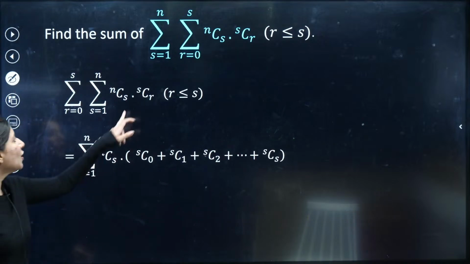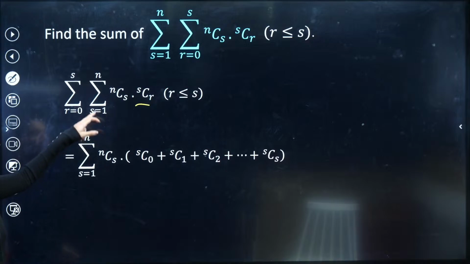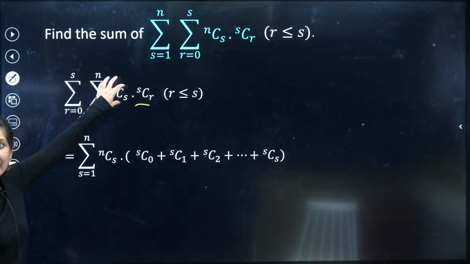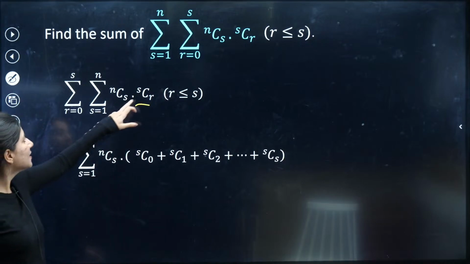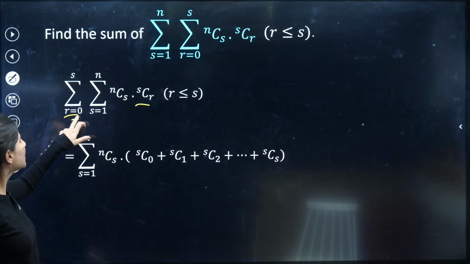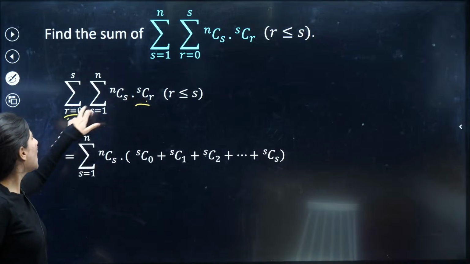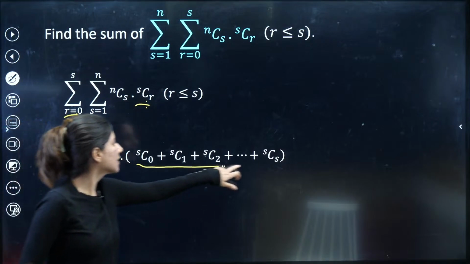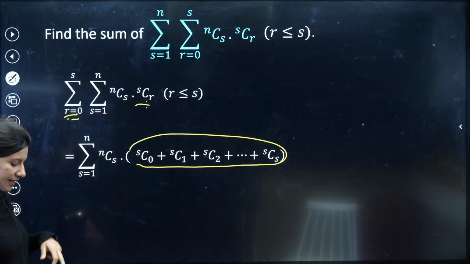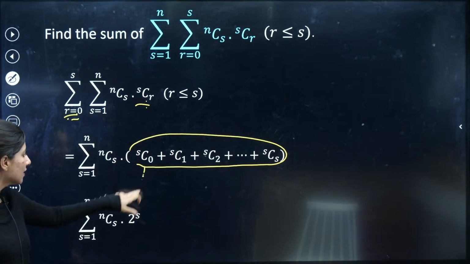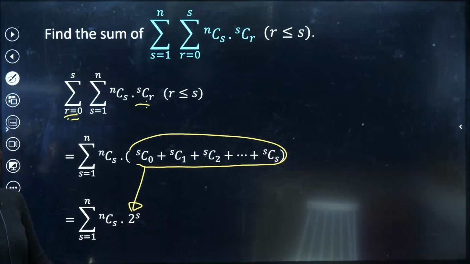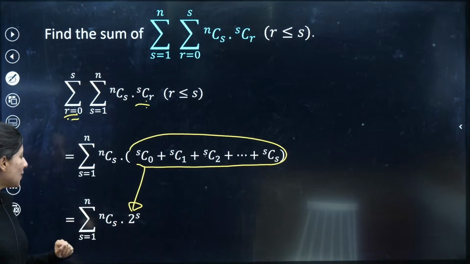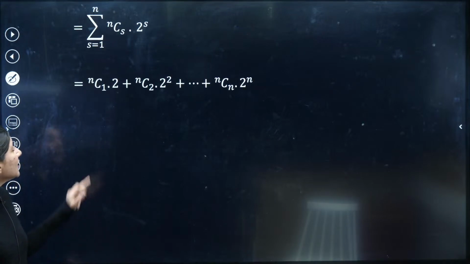First of all, sigma will go in SCR. This NCS you can take out, so NCS is out and SCR, R equals 0, R equals 1. So we have done this. This is 2 raised to power S, by the formula. Now expand 2 raised to power X.